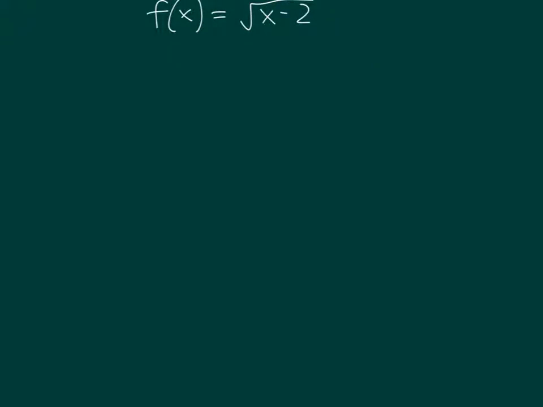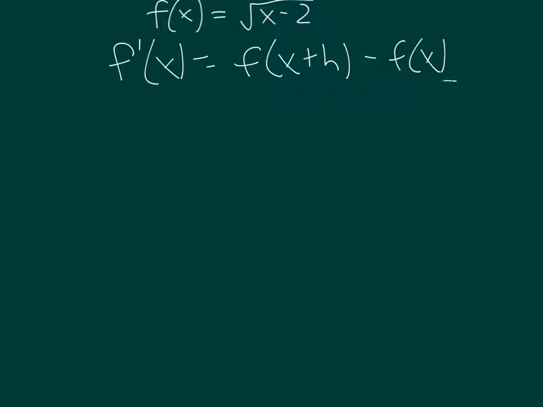Hello, and what we're going to look at today is the derivative, using the definition of a derivative, of a square root. And this is an idea you might not remember so well from last year, or it involves an idea. So what we're going to start with is our definition of a derivative, that f prime of x equals the limit as h goes to 0 of f of x plus h minus f of x over h.